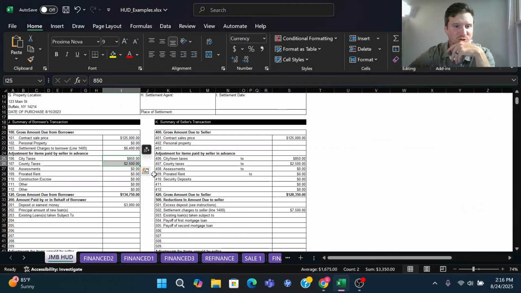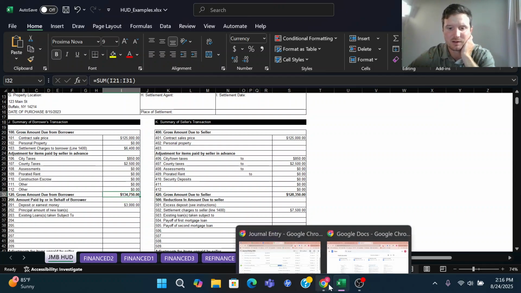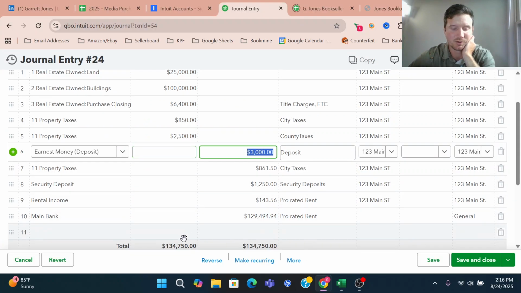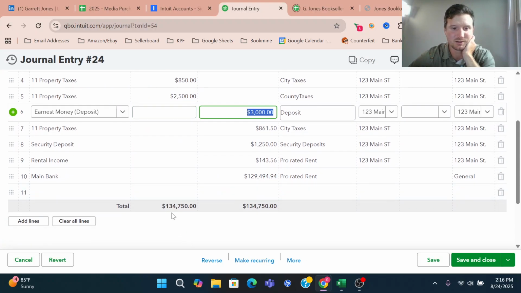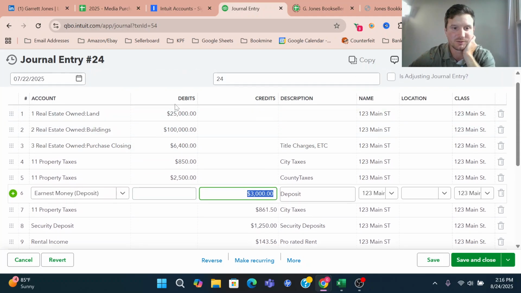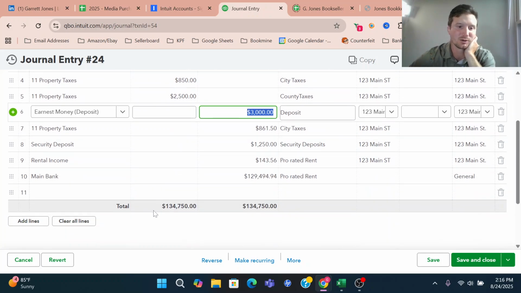And then that should be it for what you have to pay for those. And then once you've done these, you can see that it's $134,750 on your deal right here. You're going to see $134,750 is the total for all the debits. So everything that you're paying towards, the money going to, is going to be $134,750.